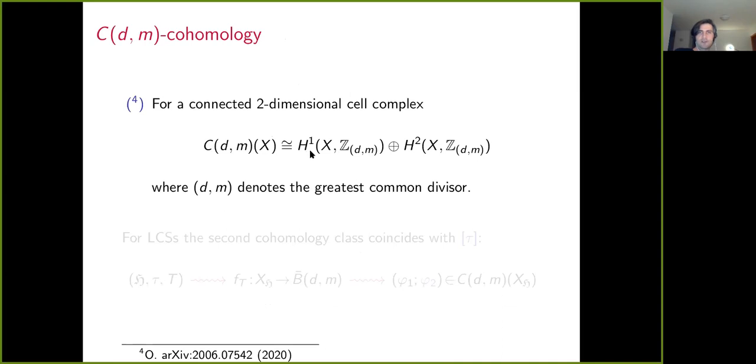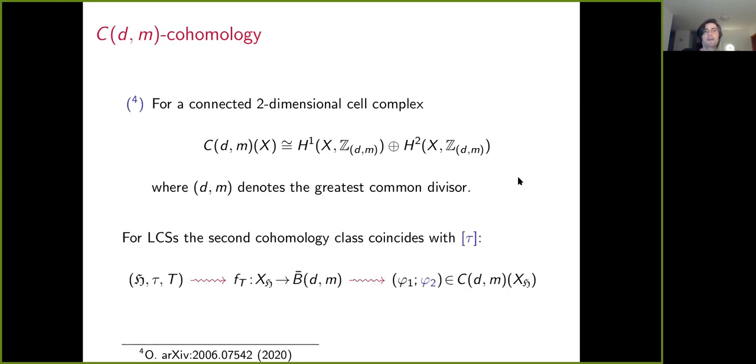So the first part is the first cohomology of the space in Z_gcd(d,m). And the second part is H2(X, Z_gcd(d,m)). So Z_gcd(d,m) here means integers modulo the greatest common divisor of d and m. So you get the first cohomology and the second cohomology of the space in these coefficients. So essentially, we are computing something for any topological realization. So these are the labels for the operator solutions.